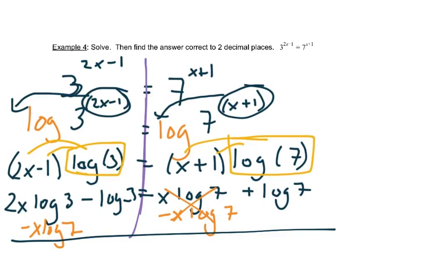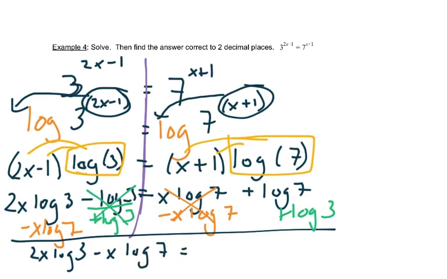At the same time, this one doesn't have an x right here, this log of 3. So I want to move it away from the x's. So I'm going to add log of 3 to both sides, and that cancels that out over here. So on the left-hand side, I have 2x log of 3 minus x log of 7 equals log of 7 plus log of 3. So the things that have x's are on one side, the things that don't are on the other side. So let me rewrite this and clean up my space so I have a little bit more room to work.